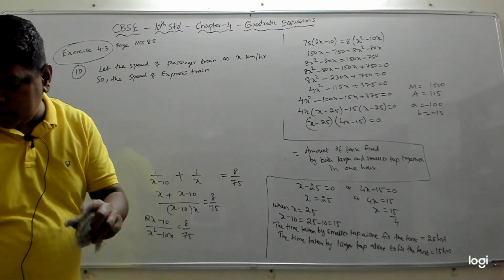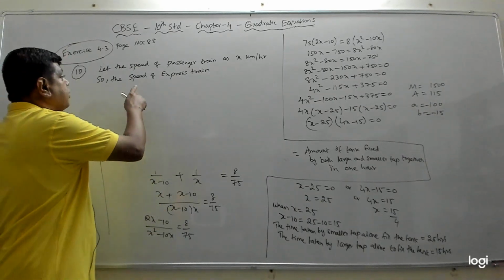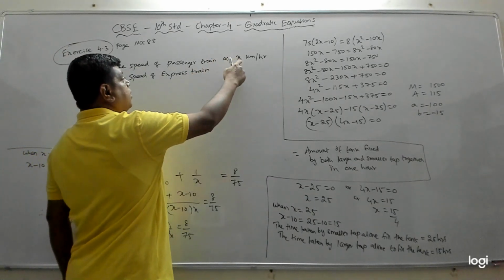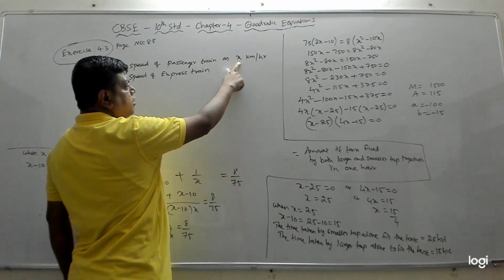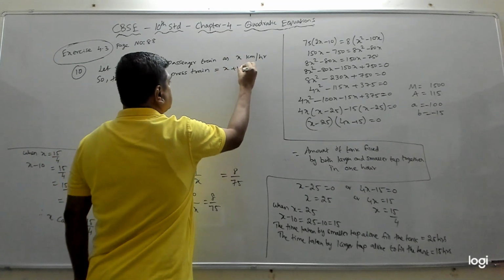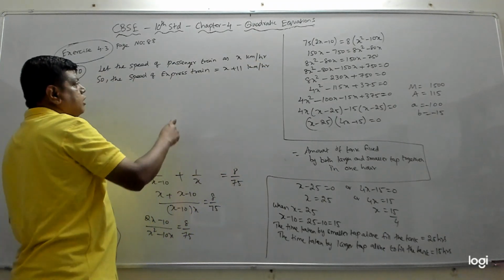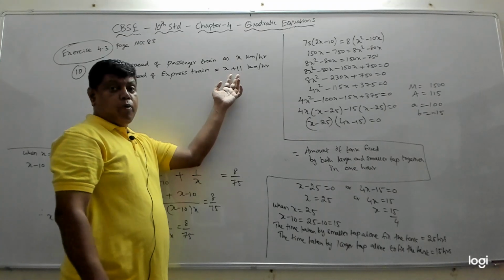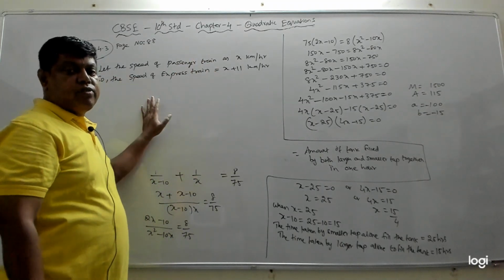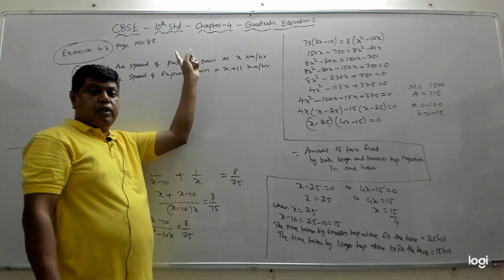If the average speed of the express train is 11 km more than the passenger train, it means the speed of the express train is 11 more than the passenger train speed. Passenger train speed is x. So this will be x plus 11 km per hour. Which means your express train goes 11 kilometers faster than your passenger train. So the speed of the express train will be x plus 11, where x is the speed of the passenger train.